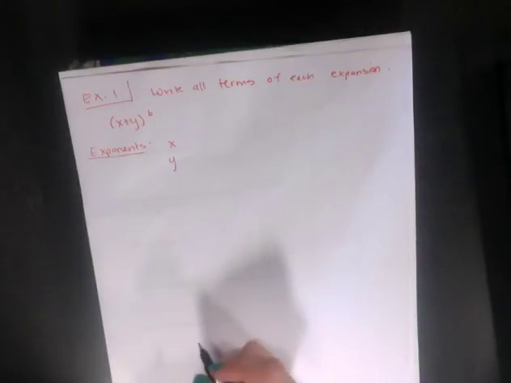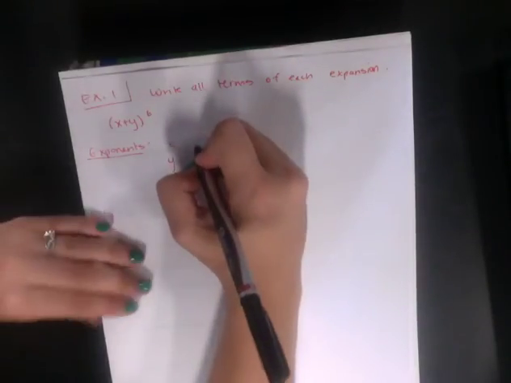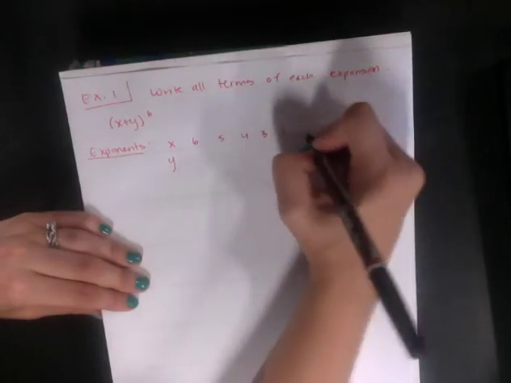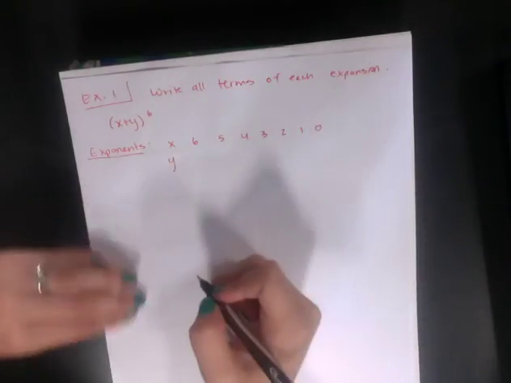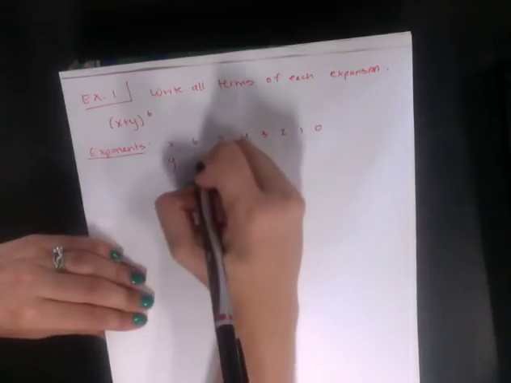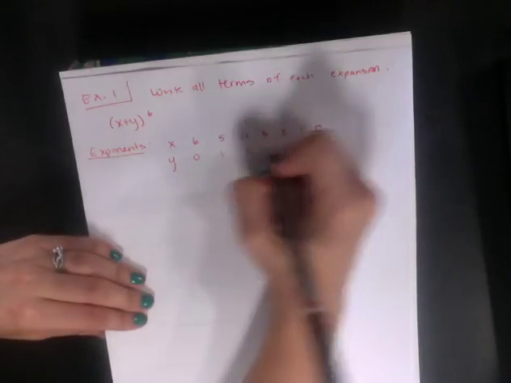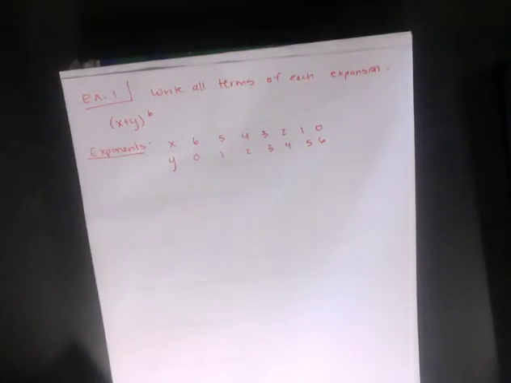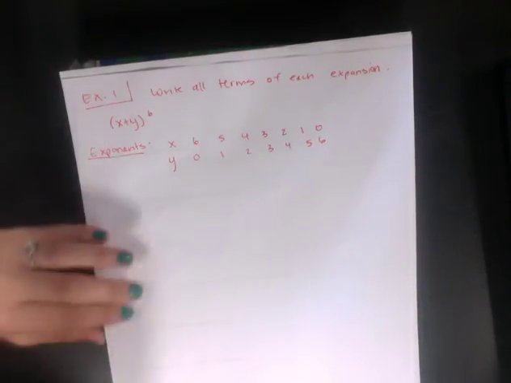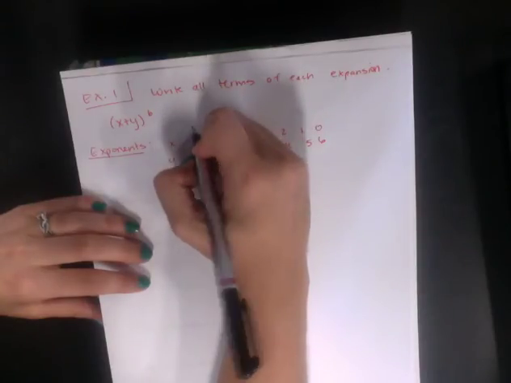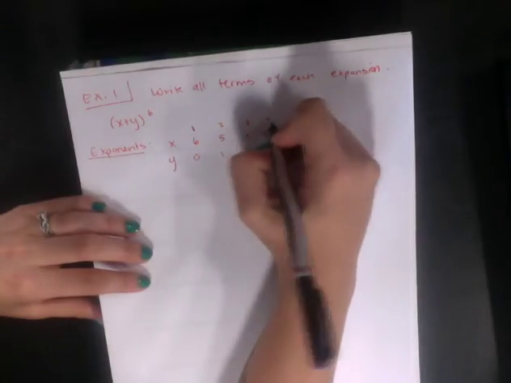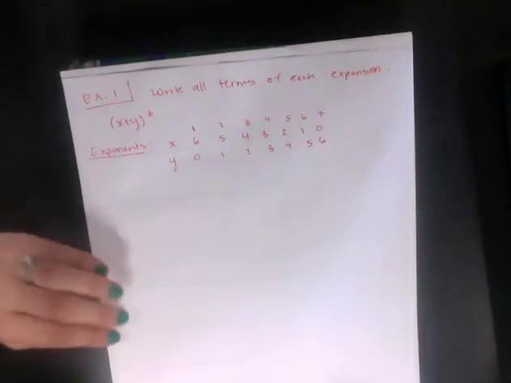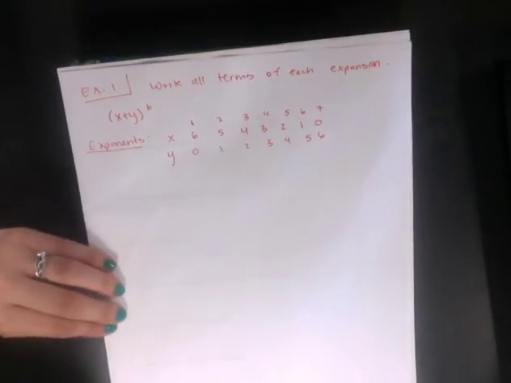Now, x is my first term, so I'm going to start at the top and go down. So 6, 5, 4, 3, 2, 1, and 0. And y is going to start at 0, 1, 2, 3, 4, 5, and 6. Okay. Now, this is my first term, second term, third, fourth, fifth, sixth, 7. We know we have 7 terms because it's always one more than my exponent.